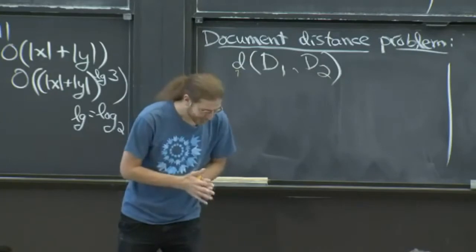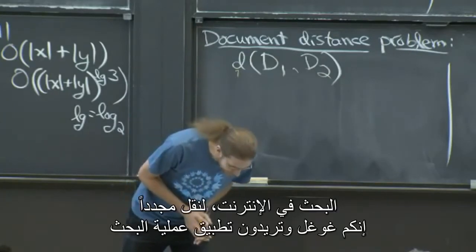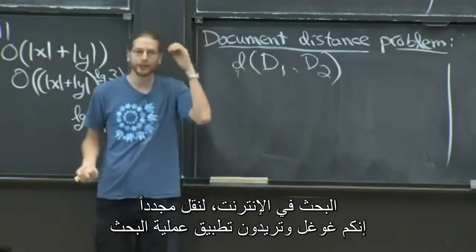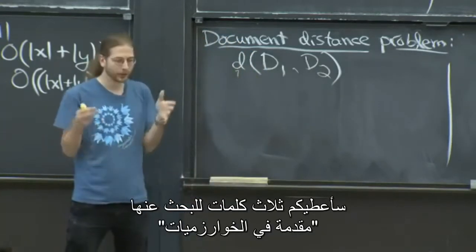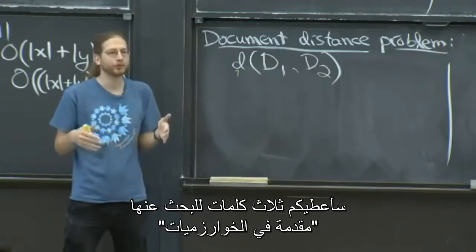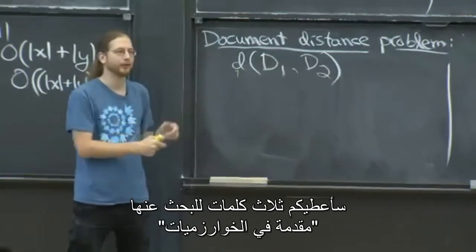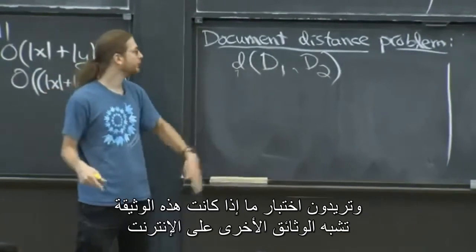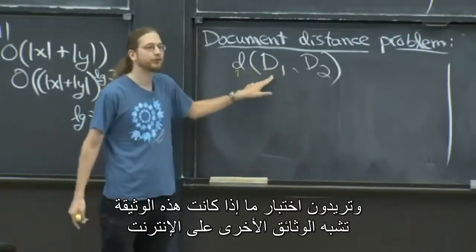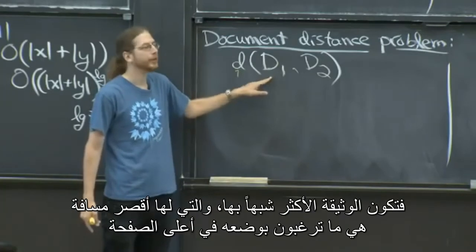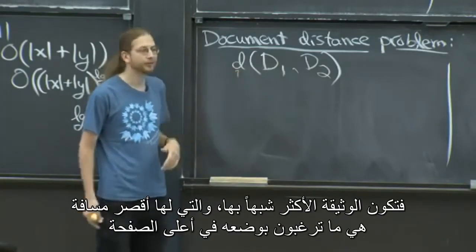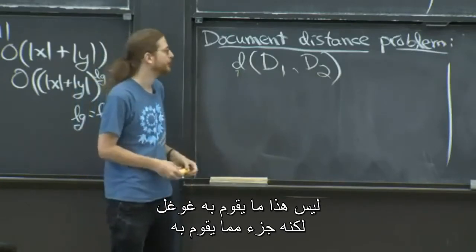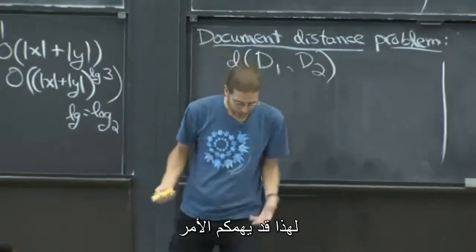I've got some more. Web search. Let's say you're Google again, and you want to implement searching. I give you 3 words, I'm searching for introduction to algorithms. You can think of that as a very short document, and you want to test whether it's similar to all the other documents on the web. The one that's most similar, with the smallest distance, is maybe what you want to put at the top. That's obviously not what Google does, but it's part of what it does. So that's why you might care.